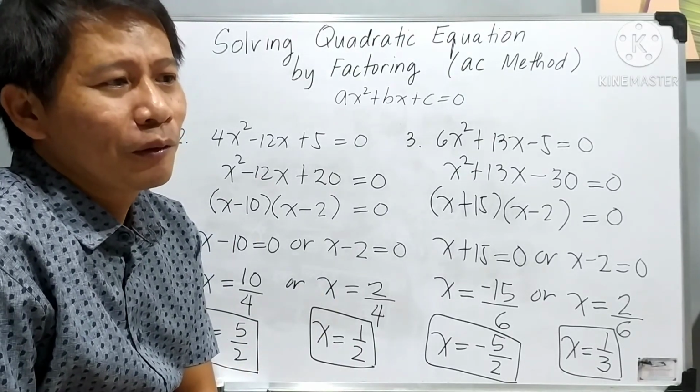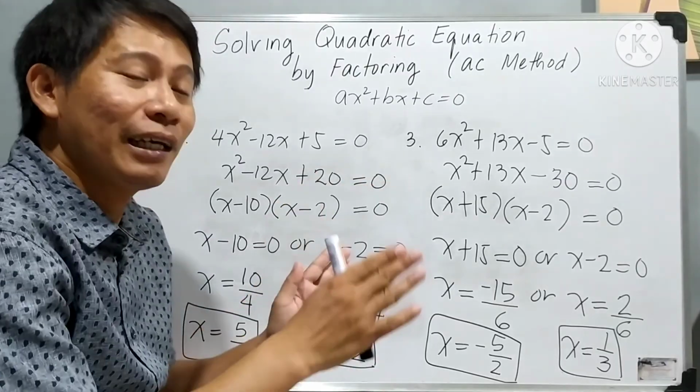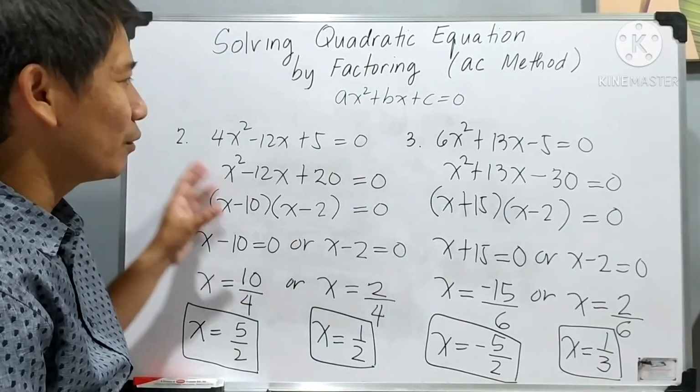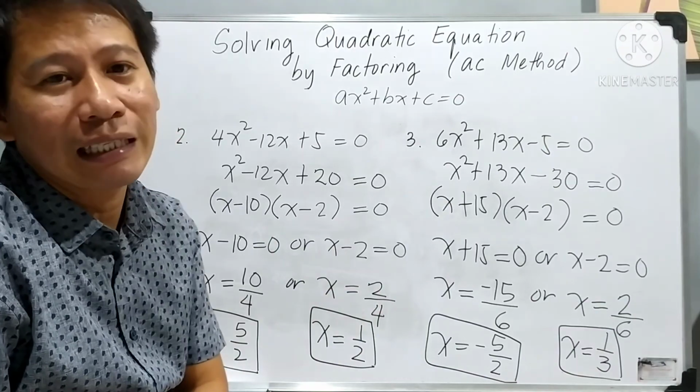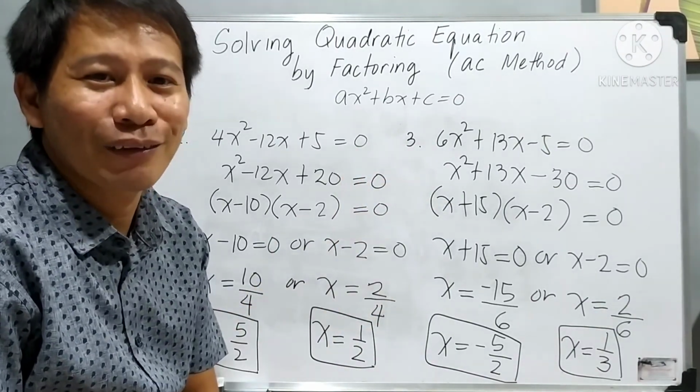So, kaya maganda rin na matutunan din ninyo yung trial and error. Pero kung mga ganitong quadratic trinomials lang naman, so I think mas madali ang AC method.